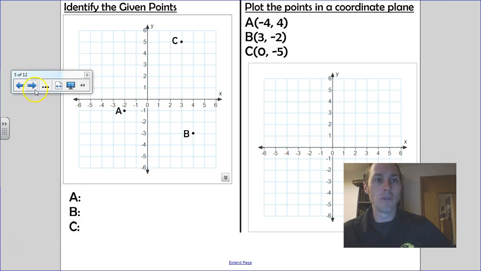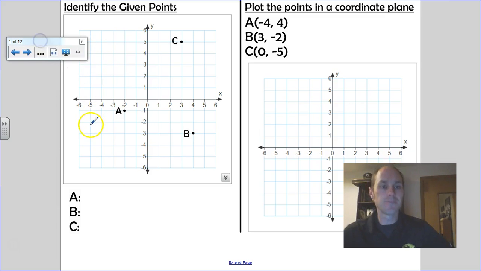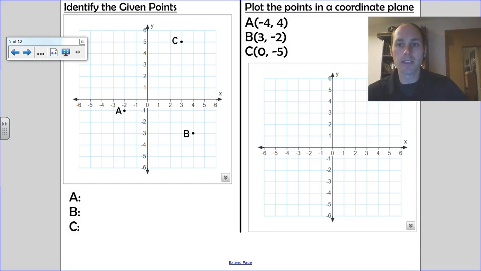So let's move along and identify different points. So pause the video and identify what are the ordered pairs for A, B, and C, and then plot points A, B, and C on this coordinate plane down here. Start it when you're ready.